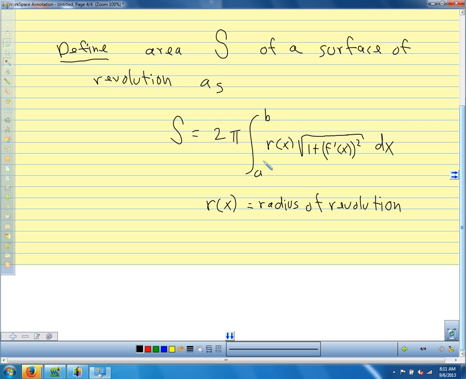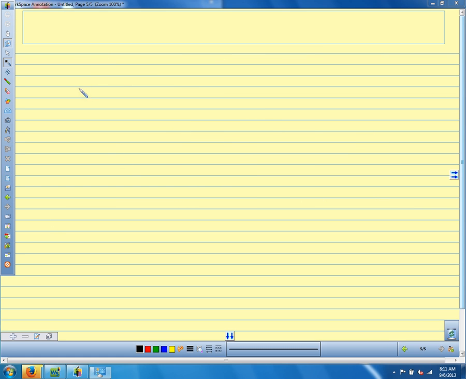So again, the idea here is we're taking our little piece of surface area, revolving it around an axis, and we get a tiny, skinny little frustum of a cone. All right, so let's look at a quick example, and then we'll be done.